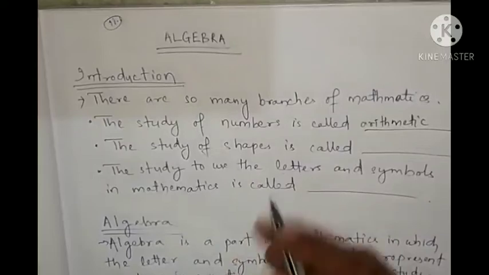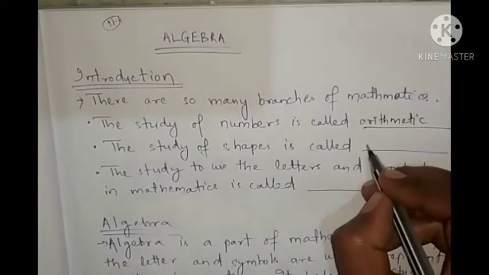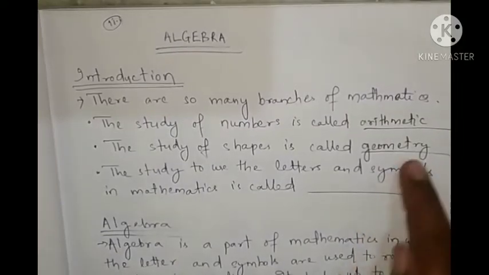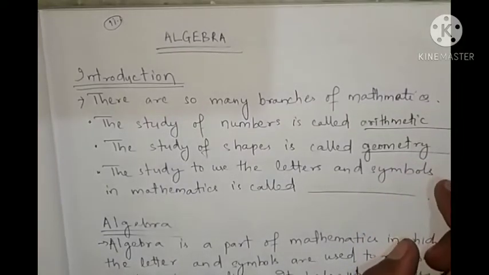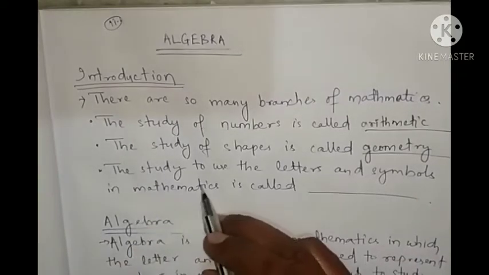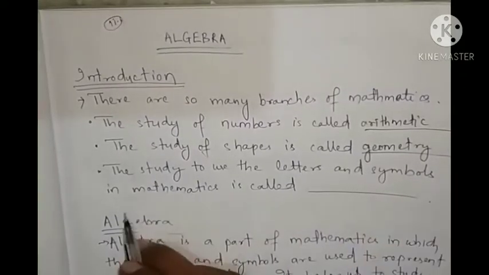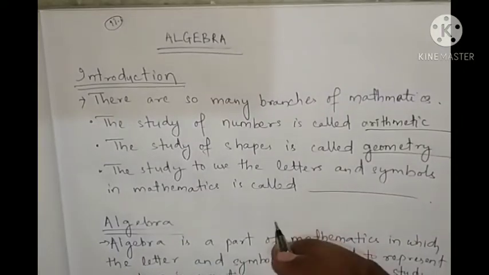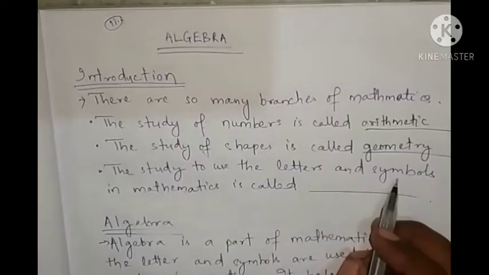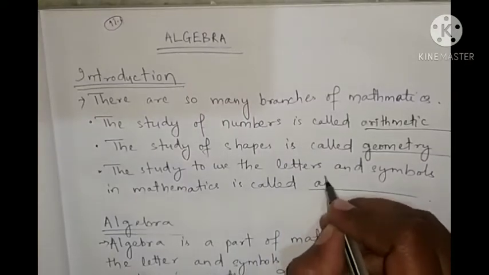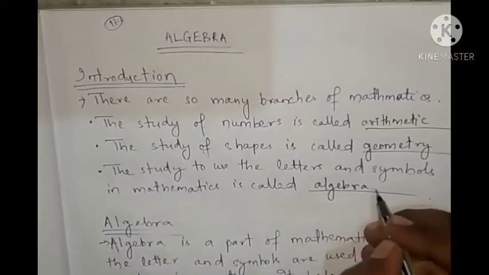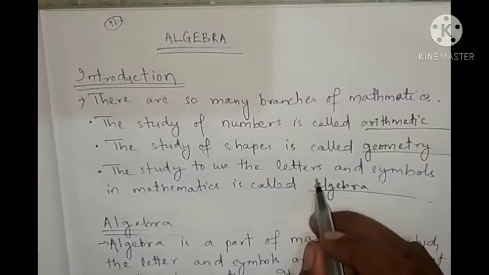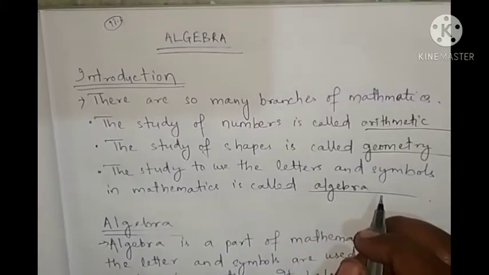Then the study of shapes, geometry. In geometry we are studying about shapes, and this is also a branch of mathematics. Then there is another branch, the study of using letters and symbols in mathematics. So we are using numbers, shapes, and another thing is letters or symbols. That is known as algebra. So algebra is a branch of mathematics where we are using letters and symbols with the numbers.